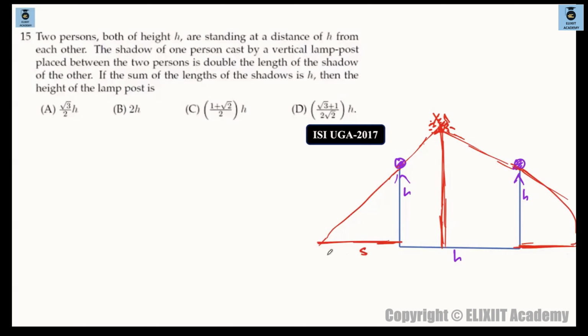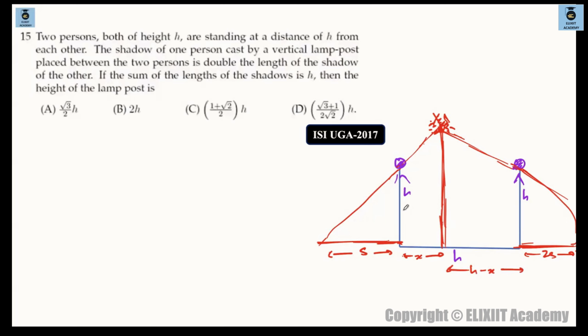This is s. ये शेडो अगर s है तो ये 2s होगा, बोला है ना. The shadow of one person cast by a vertical lamppost placed between the two persons is double the length of the shadow of the other. ठीक है, तो ये अगर s लेंथ है तो this will be 2s. ठीक है. अच्छा, this length is, let's say, x. This part is x. So remaining part will be how much? Remaining part will be h minus x. ठीक है. So from here we can find out some relations.